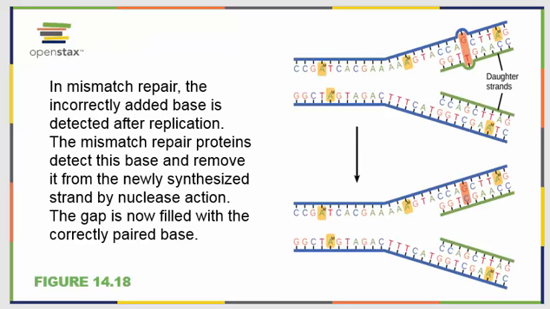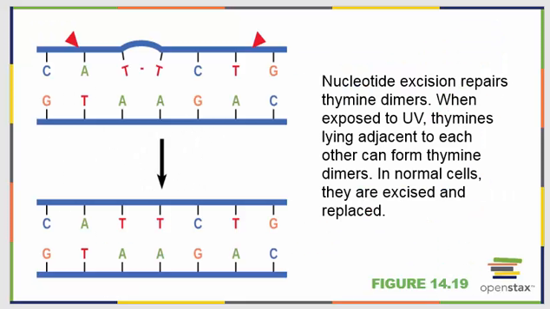In mismatch repair, an incorrectly added base can actually be detected after replication has completely finished. The mismatch repair proteins detect this base and remove it from the newly synthesized strand by nuclease action. The gap is then filled back in with the correct base, and the cell can move on past the G2 checkpoint. Nuclease excision repairs thymine dimers. When cells are exposed to UV light, thymines lying adjacent to each other can actually form thymine dimers. They react with each other rather than with a base across from them. In normal cells, they're regularly excised and replaced, no problem.